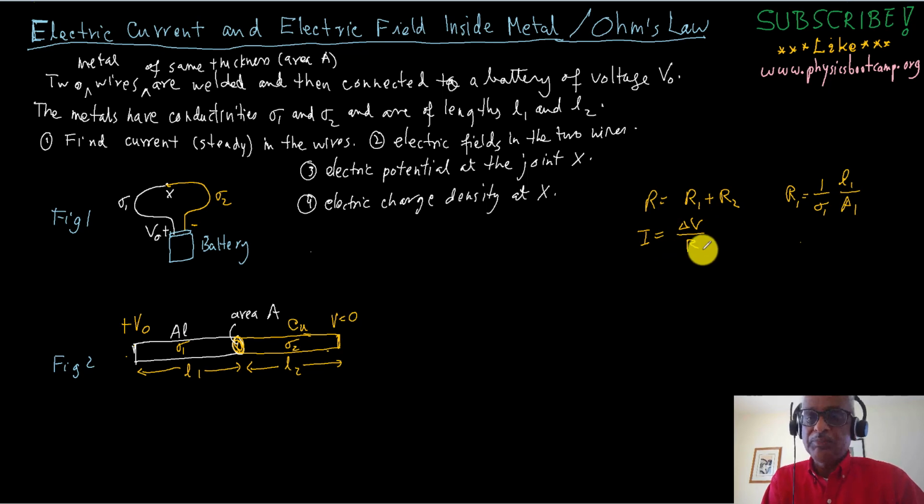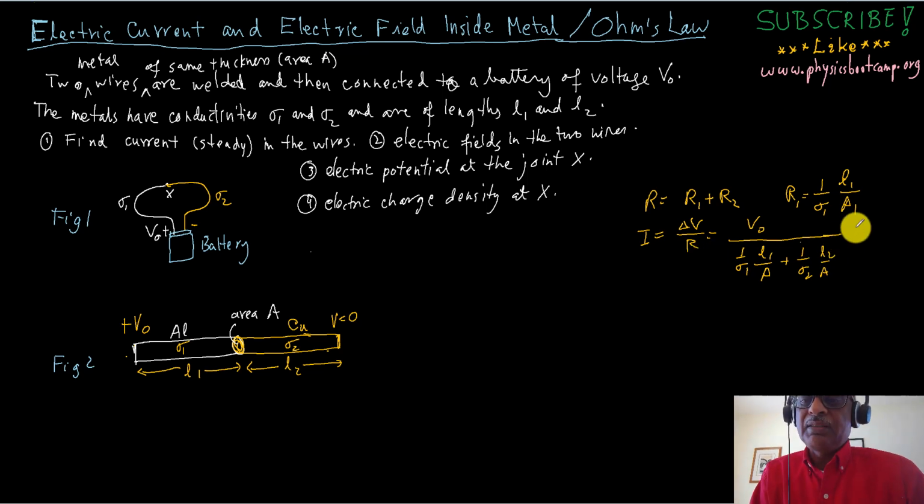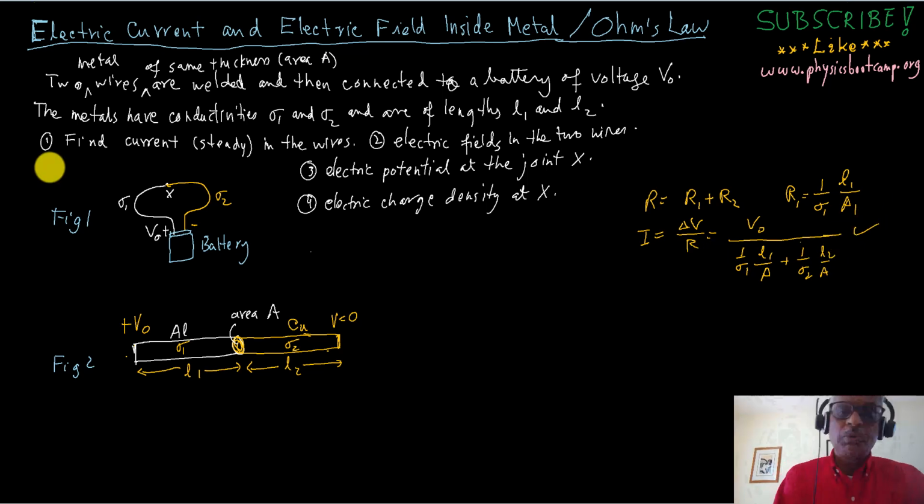So let's complete this. This is going to be V0 over 1 over sigma 1 times L1 over the area of cross section, which is the same, plus 1 over sigma 2 times L2 over the area of cross section, the same. So that's the answer for 1. There's a steady current, this is it.